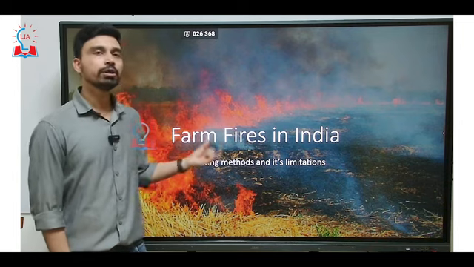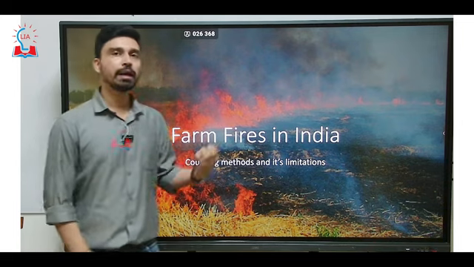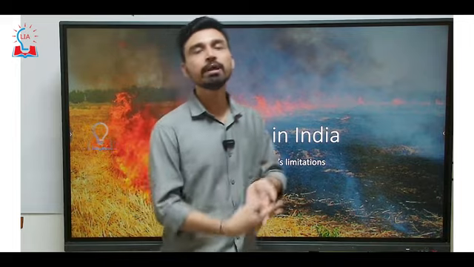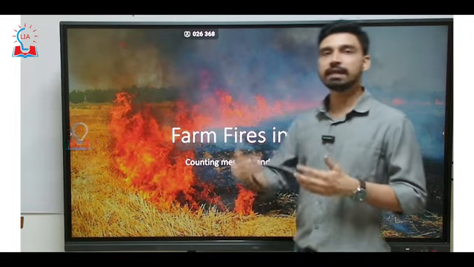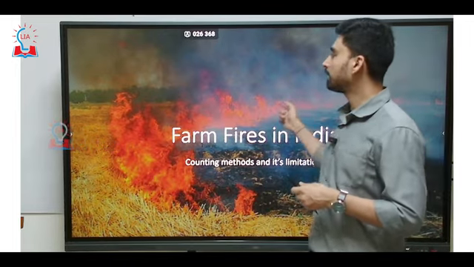India, how the farm fires are counted and what is the limitation of the counting method that the Government of India and its scientific wings use for understanding this in more detail.